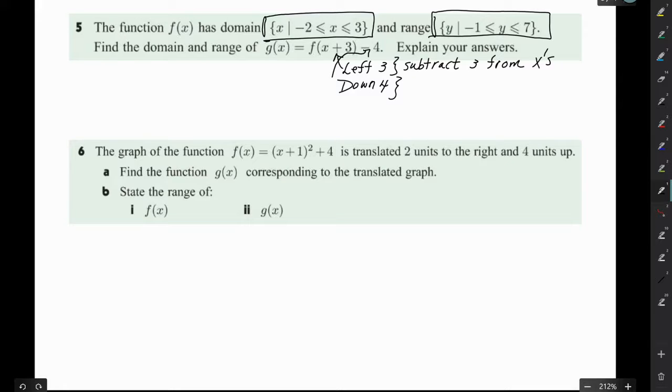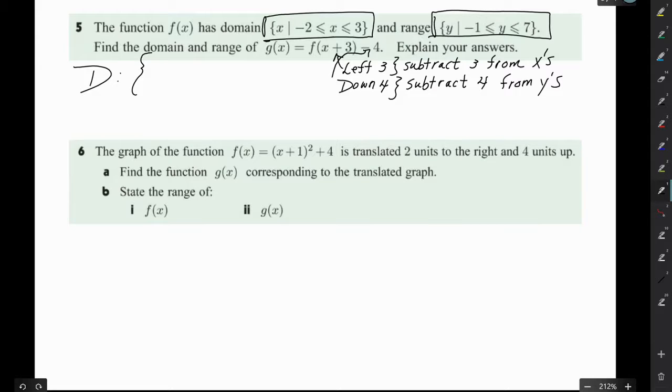So that means that we're going to subtract 4 from the y's. All right, that's not so bad. So our domain is being changed by going left 3, and our range is being changed by going down 4. So we'll rewrite our domain.